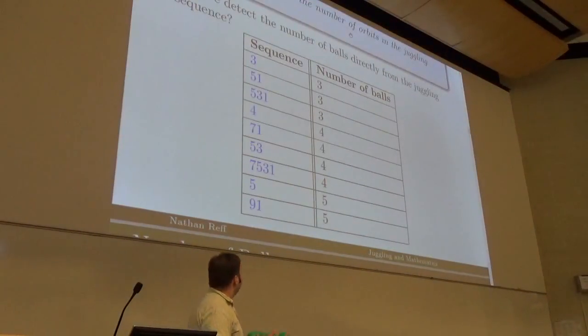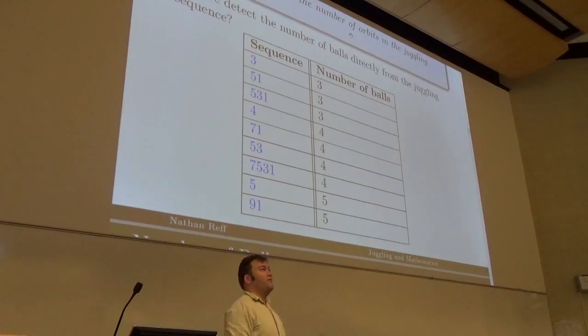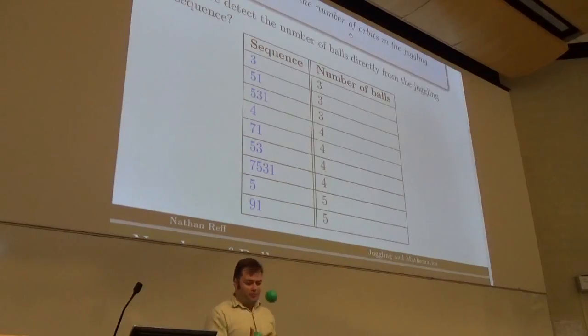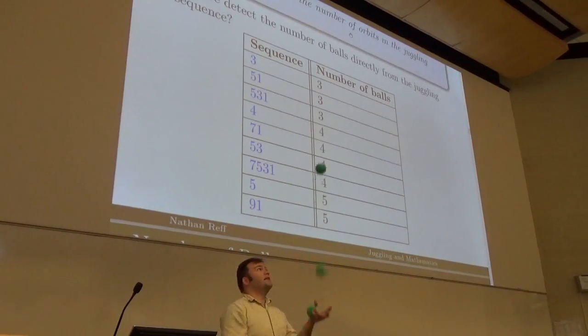Okay, so 5, 5, 5, 5, 5. So again, 5s are odd, right? So you're passing from right to left, left to right. But it's actually just like the 3, 3, 3, 3, 3. It's just going to be a little bit higher and a little bit faster. So the 5-ball pattern is just like the 3-ball pattern. So the 3-ball pattern looks like this. 5 is just a little bit higher and faster.